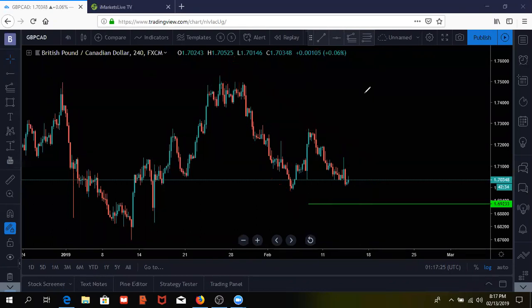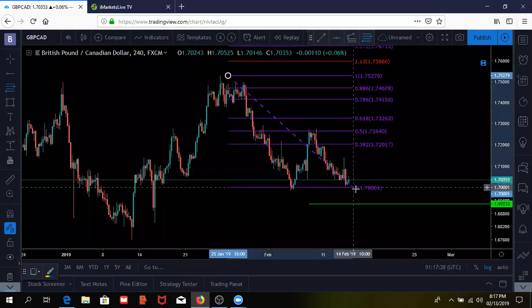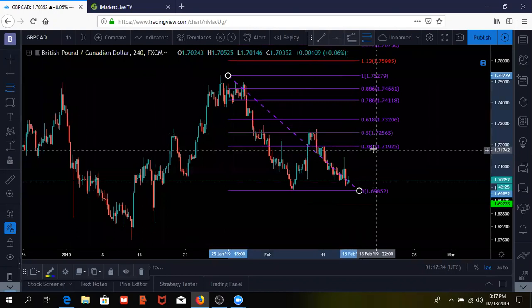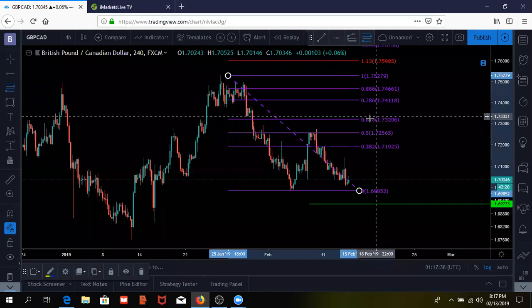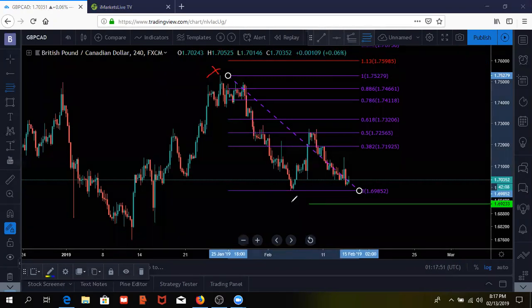If I go ahead and measure this out, X to A, we know that this is a valid pattern because the cipher pattern gives me that minimum 38.2 without closing above the 61.8. So we got that 50% touch, which is valid because price didn't close above the 61.8. So we got our X, A, B, our XAB move.